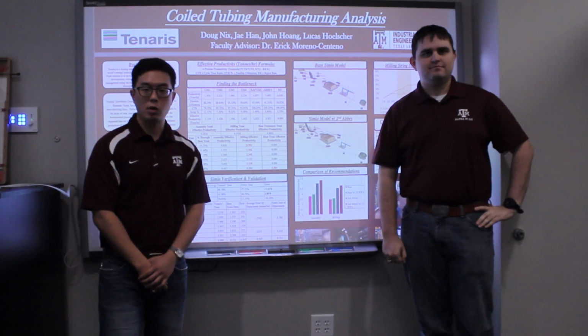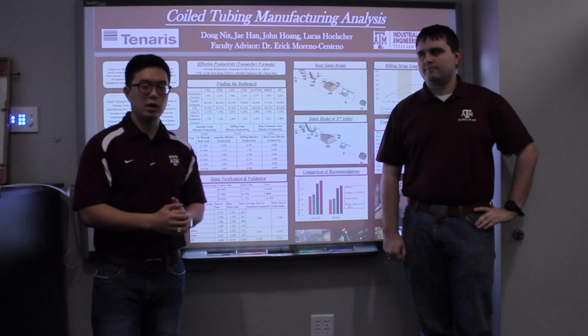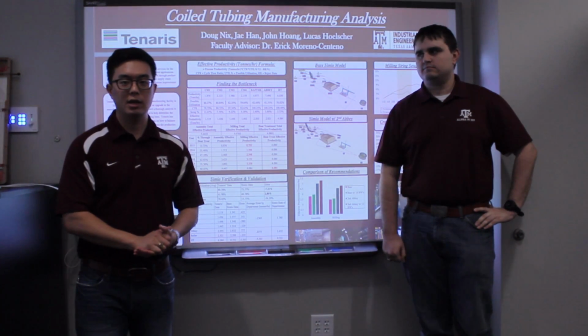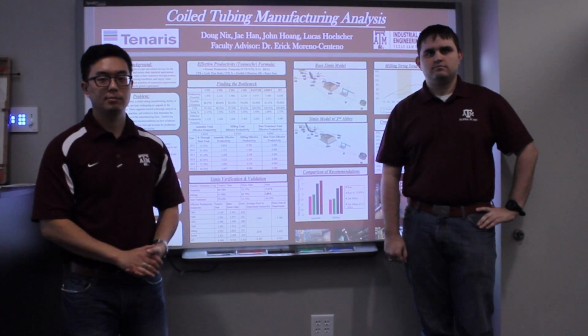So we were presented with a problem from Tenaris, a leading coiled tubing manufacturer: what would we do when the industrial cost is increasing, as well as the raw materials, but the price is decreasing. In order to tackle this problem, we are to look into reducing the industrial cost and increasing productivity.